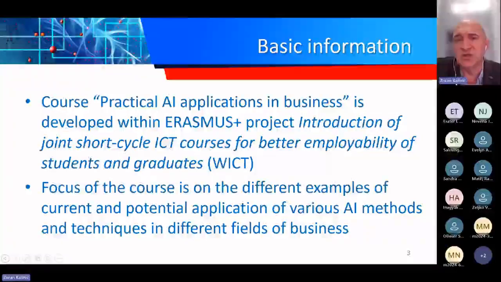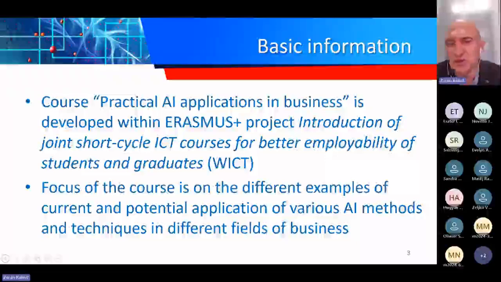The course named Practical AI Application in Business is developed within one Erasmus project entitled Introduction of Joint Short Cycle ICT Courses for Better Employment and for Students and Graduates, as the other courses that you are following during last and this and next week. So the focus of this course is on AI applications in different fields of business.